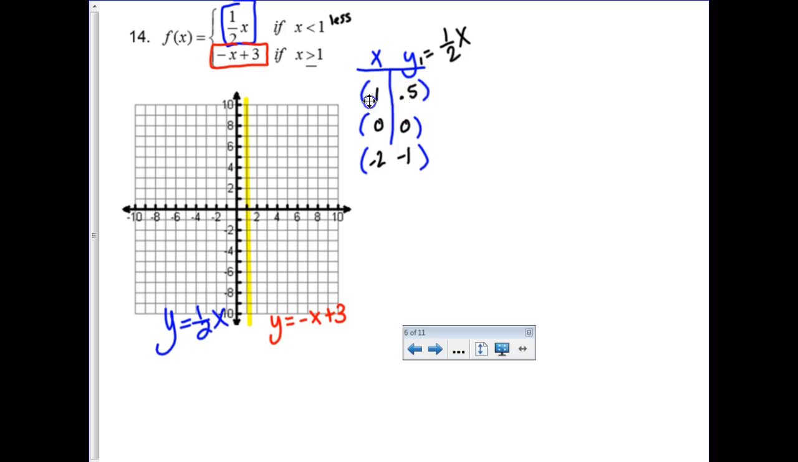Question, though. When I go to plot this first ordered pair, the boundary line point, am I going to graph an open circle or a closed circle for this blue function? Why is it open? Very good. See right here? It just says less than 1. So at x equals 1, I cannot call it a point. I have to call it an open circle. Oh, good luck here, guys. You got to plot an open circle at 1, 0.5.